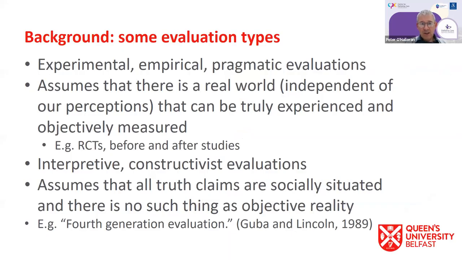So here's a very broad brush background. You'll be aware there's all sorts of ways to do evaluations, but at two ends of the spectrum are the experimental end, where it's empirical, pragmatic evaluations, and there's an assumption that there's a real world out there, independent of our perceptions, and we can truly experience it, we can objectively measure it. That's the sort of thinking that underlies randomized controlled trials, before and after studies and the like. At the other end of the spectrum, we've got interpretive, constructivist evaluations. Here, the assumption is that all truth claims are socially situated and there's no such thing as objective reality. An example of that is fourth generation evaluation.